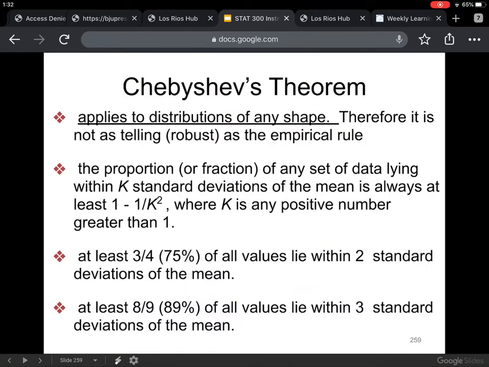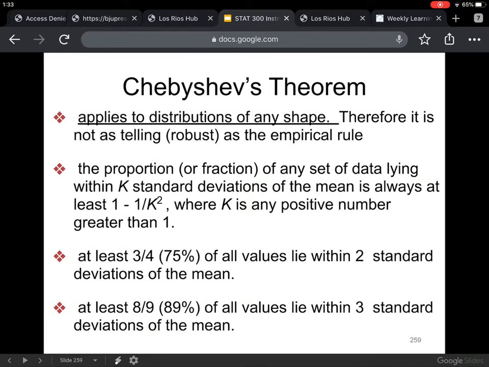Now, what if you don't have a bell-shaped curve? Well, there's Chebyshev's theorem for that. And this theorem applies to distributions of any shape. And so you would hopefully expect that the percentages would actually be lower, because we're not guaranteed the symmetry in other different distributions, right? A bell-shaped curve has the symmetry. Whatever area underneath the curve is to the right, that's the same thing on the left. So, therefore, Chebyshev's theorem is not as telling or robust as the empirical rule, but that's okay.